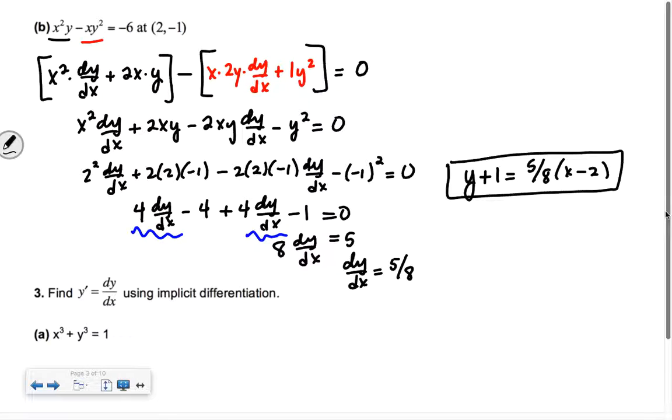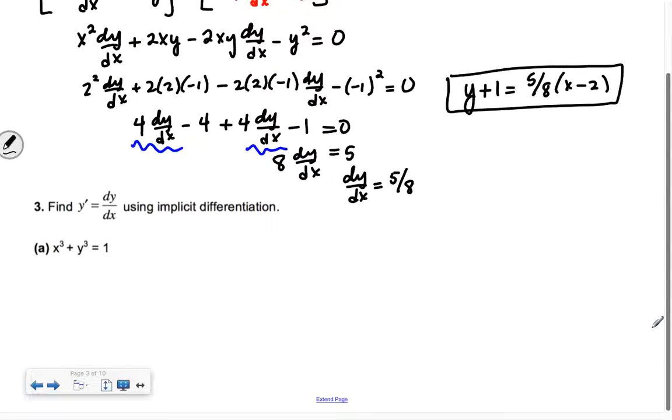All right, so this one actually says find dy over dx. There is no point here, right? So that means that we have to solve for dy over dx. Okay, so this first one, I'm going to have 3x squared. I don't need a dx over dx. Plus 3y squared times dy over dx equals 0. Make sure you have 0. Derivative of 1 is 0.